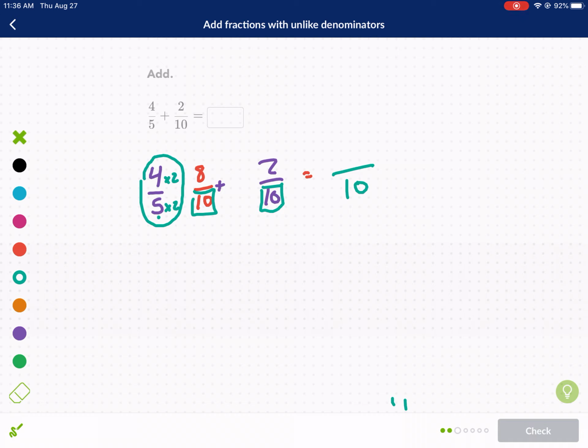So we're just going to keep the denominator the same. Oops, I don't like that line. Makes it look like a complex fraction. We're not doing that right now. And then we add the top to give us 10 over 10.